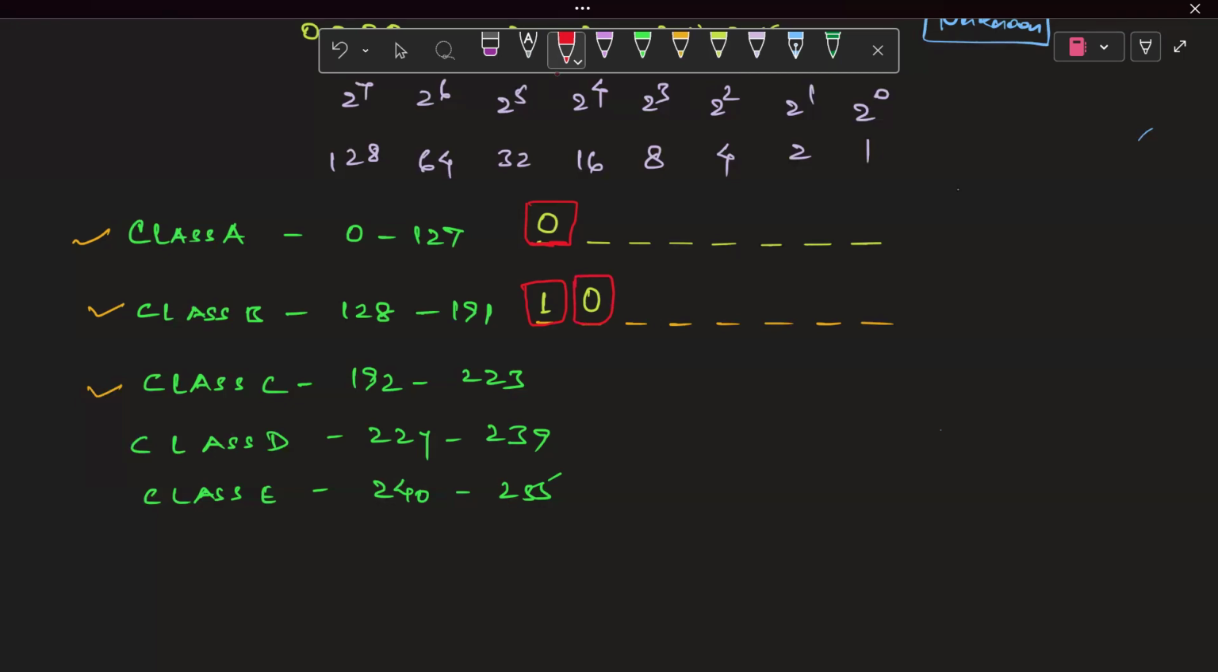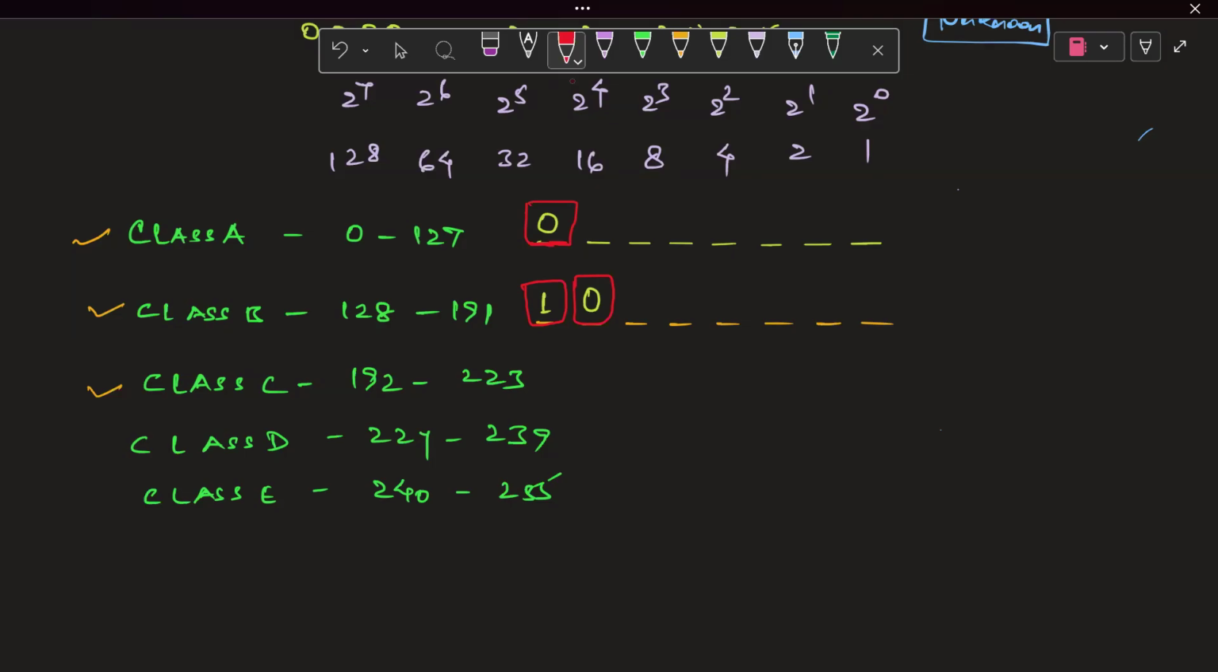Rest, whatever we are having, we can put any values there, zero or one, anything. That's why I'm not doing anything there. But what we can understand here is that for class A, the first bit will always be zero and it is going to be fixed. For class B, the first two bits are reserved. In that, the first bit will be one, reserved, and the second bit will be zero, reserved. Correct?